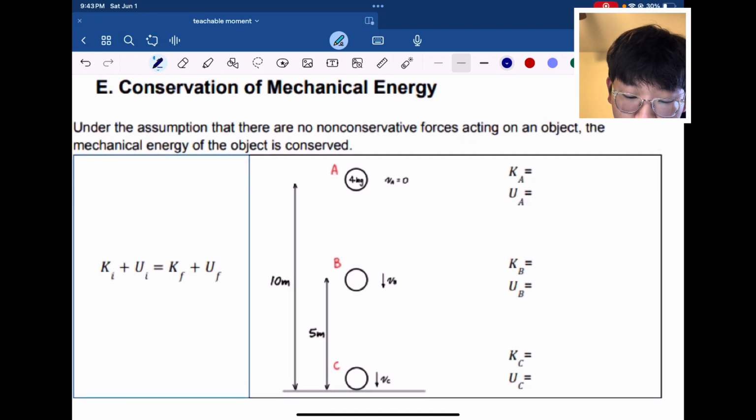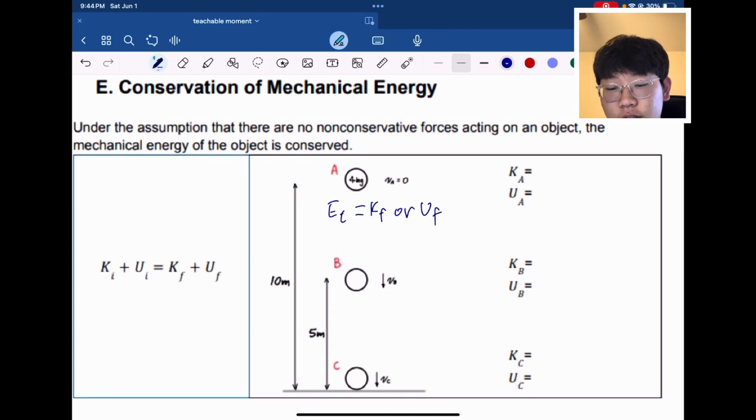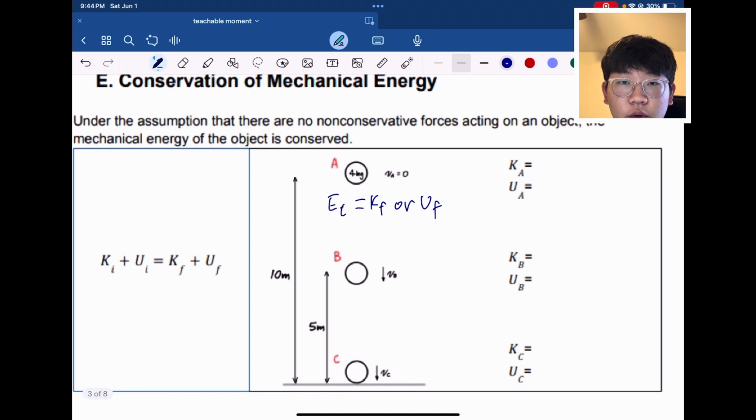And usually, the easiest way to find total energy is kinetic energy final or potential energy final. This isn't always true, because there may be some potential energy left in the system while there's also kinetic energy existing. But for this type of question where the object is dropped, we can use that total energy is kinetic energy final or potential energy final.